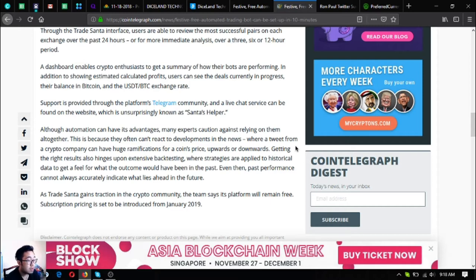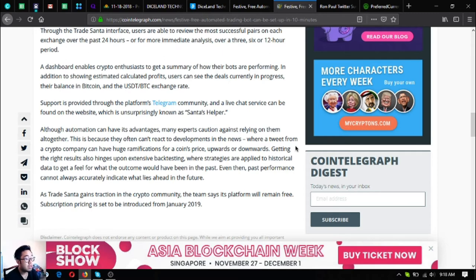This is because they often can't react to developments in the news, where a tweet from a crypto company can have huge ramifications for a coin's price, upwards or downwards. Getting the right results also hinges upon extensive backtesting, where strategies are applied to historical data to get a feel for what the outcome would have been in the past. Even then, past performance cannot always accurately indicate what lies ahead in the future.